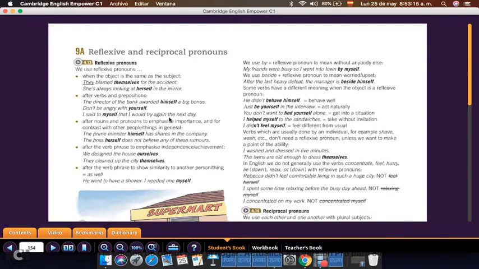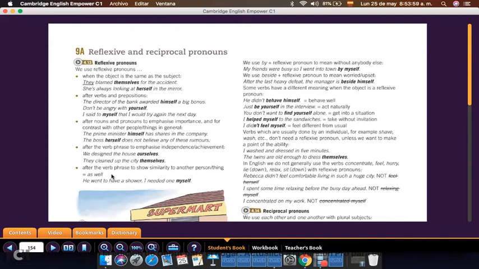After verbs and prepositions: the director of the bank awarded himself a big bonus. Don't be angry with yourself. I said to myself that I would try again the next day. They all go after verbs and prepositions. After nouns and pronouns, to emphasize importance and to contrast with other people and things in general: the prime minister himself has shares in the company. The boss herself. I'm emphasizing that I'm talking about the prime minister, and I'm emphasizing that I'm talking about the boss. After the verb phrase, to emphasize independence or achievement: we designed the house ourselves. They cleaned up the city themselves. I'm emphasizing that they did this work independently.